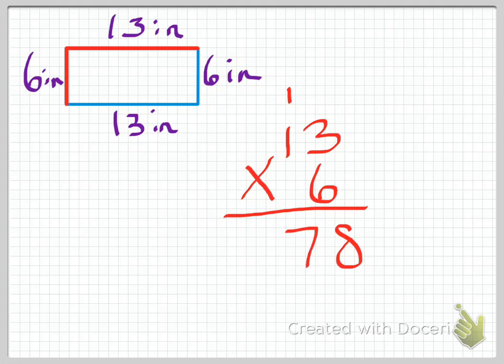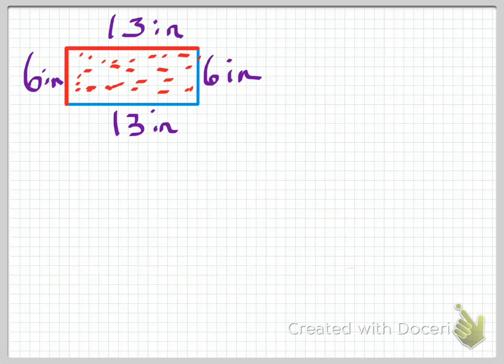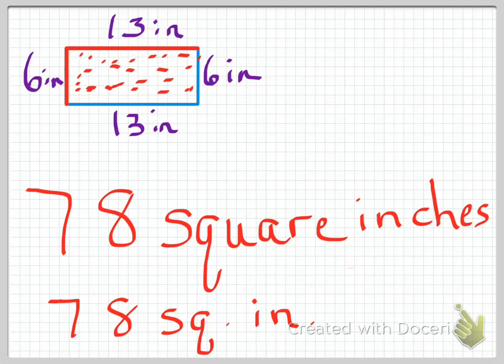Now, another helpful hint is that instead of saying area, we say squarea. This is to remind us that we are actually counting all of the little squares that are inside of that object that we just calculated the area for. So instead of saying 78 inches is our area, we would actually say 78 square inches, or it could also look like this. They both mean the exact same thing.